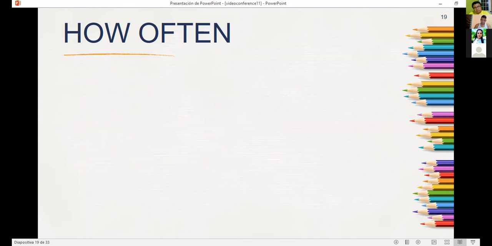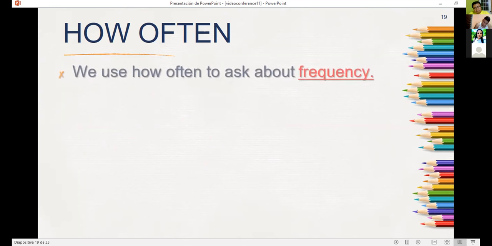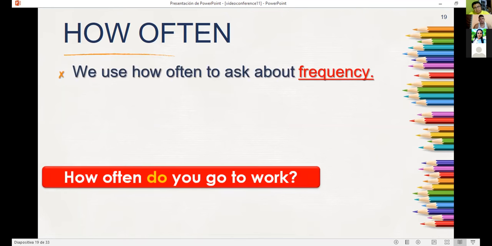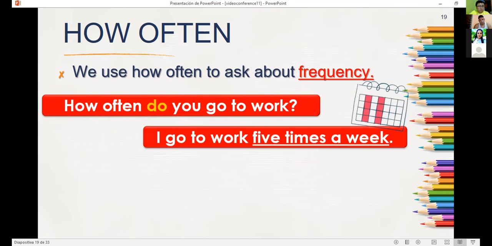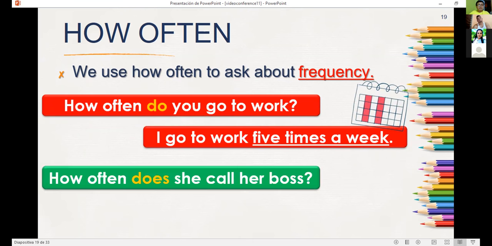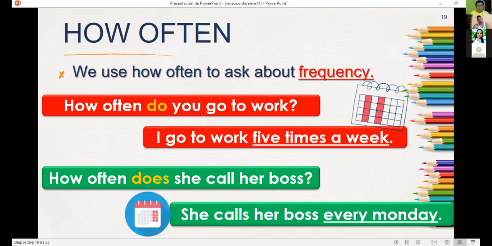So the how often. This one you already know because we have studied it, right? The how often, okay? ¿Qué tan seguido hacemos las acciones? ¿Con qué frecuencia? Like, for example, how often do you go to work? I go to work 5 times a week, or I always go to work. How often does she call her boss? She calls her boss every Monday, okay? Entonces, siempre en how often, los de frecuencia van a ser la respuesta, ¿ok?